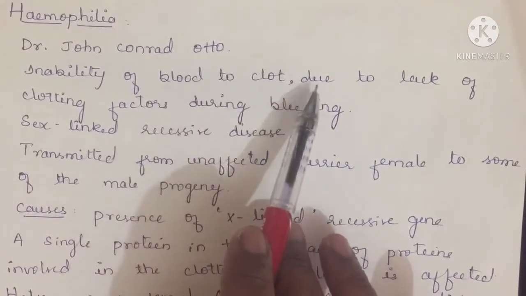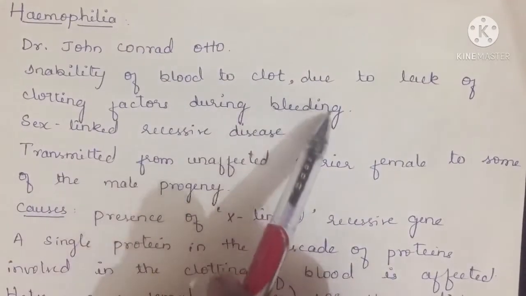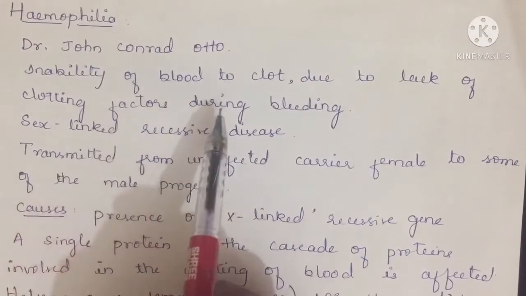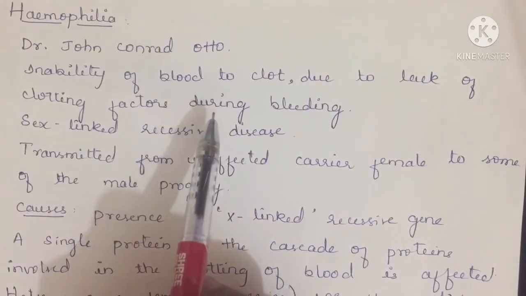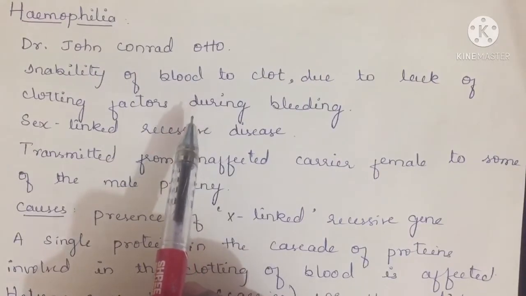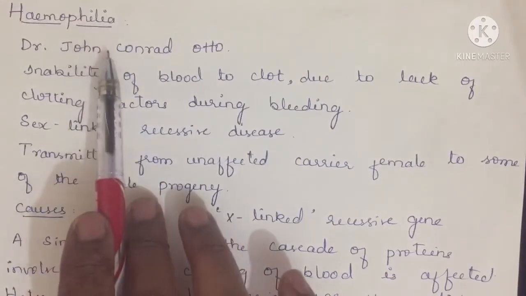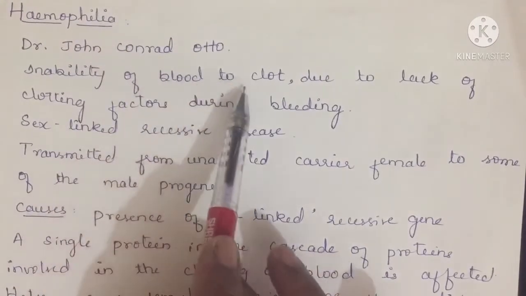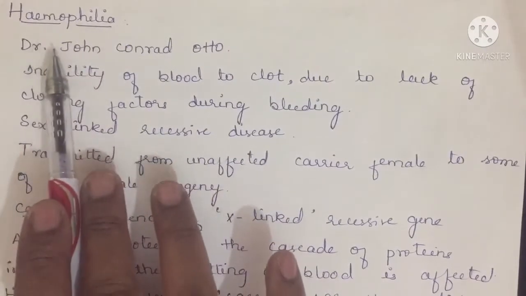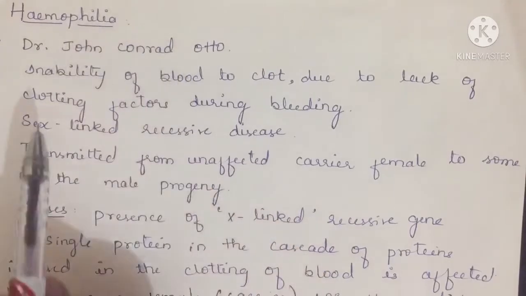Why is it not undergoing that? Due to lack of clotting factors during bleeding. During bleeding, for the formation of a clot, it requires clotting factors. What are these clotting factors? These are nothing but proteins. These proteins are helpful for the formation of clot, and those clotting factors are not present in a hemophilic patient. So that's why there is no blood clot. Okay, now you understood hemophilia, hemoglobin. Okay, you can remember with that short term.